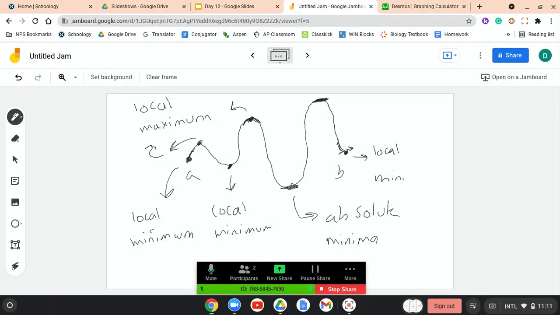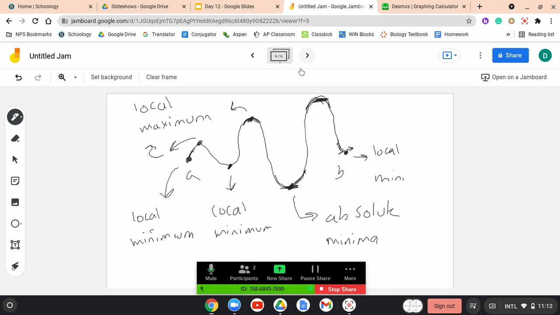Even though this is the absolute minimum value of the function, it's also a local minimum value, right? Because it's still lower than all the points around it. So the absolute minimum value will also be a local minimum. Same with an absolute maximum. It'll also be a local maximum.